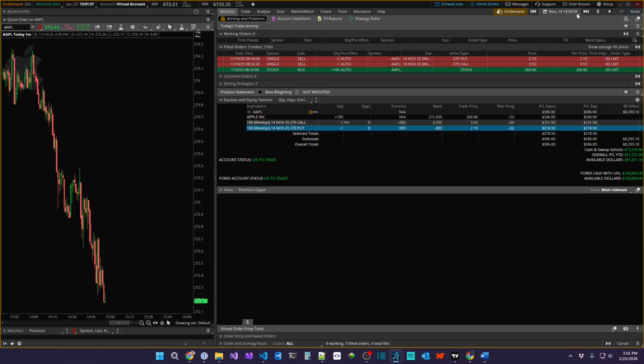I'm almost certain this thing's going to end above 270. There we go. Finally. Okay, now we're cooking. So there, proof that it closed above 270. So we will get called out of the call and this expired worthless and our shares are no longer ours. So let's go over to the web application.